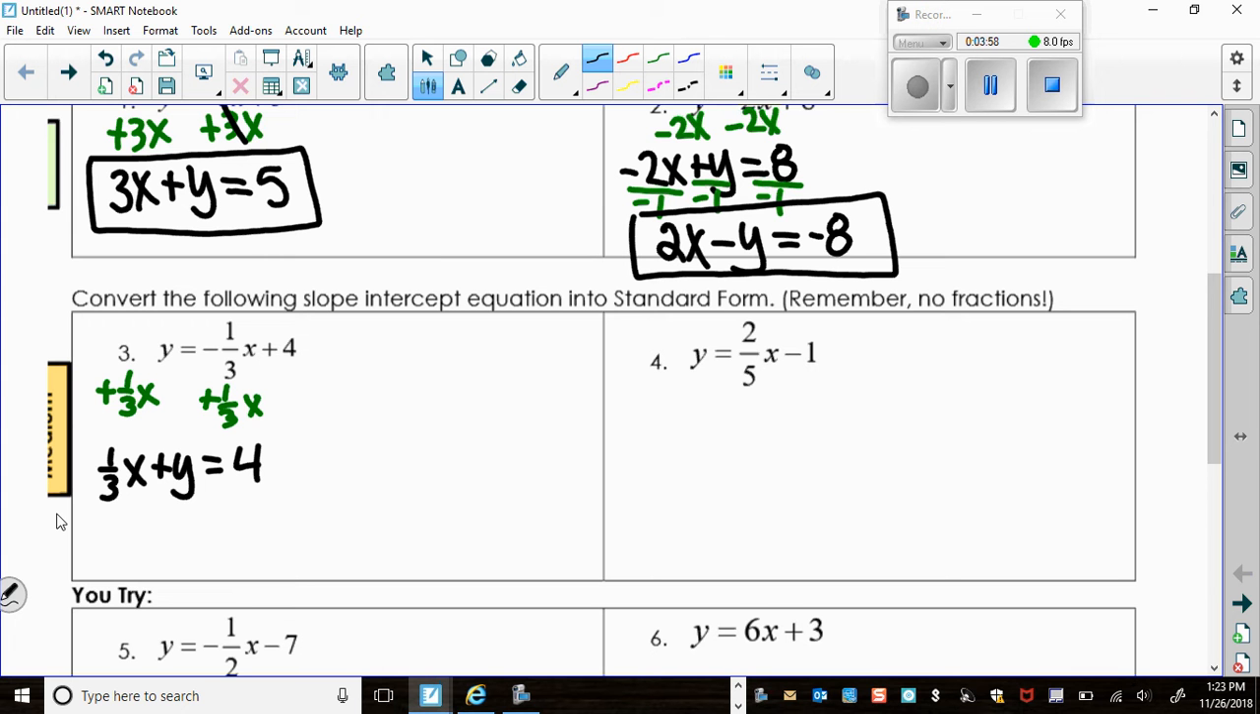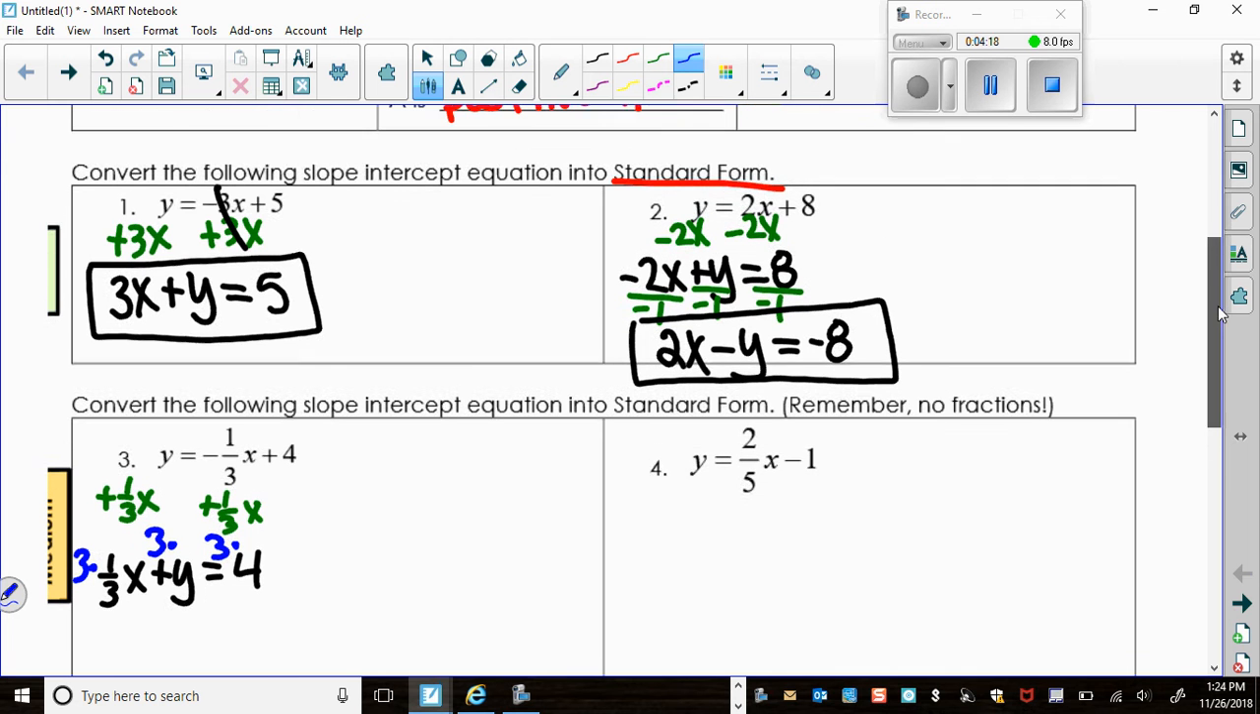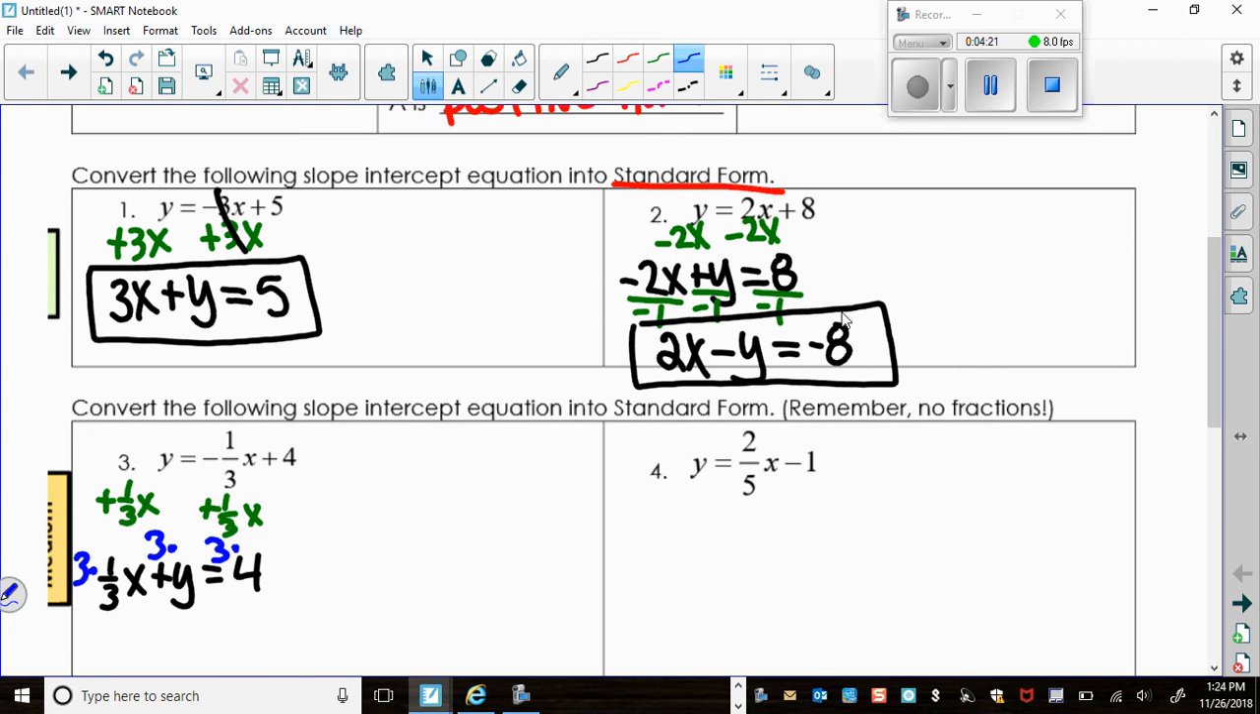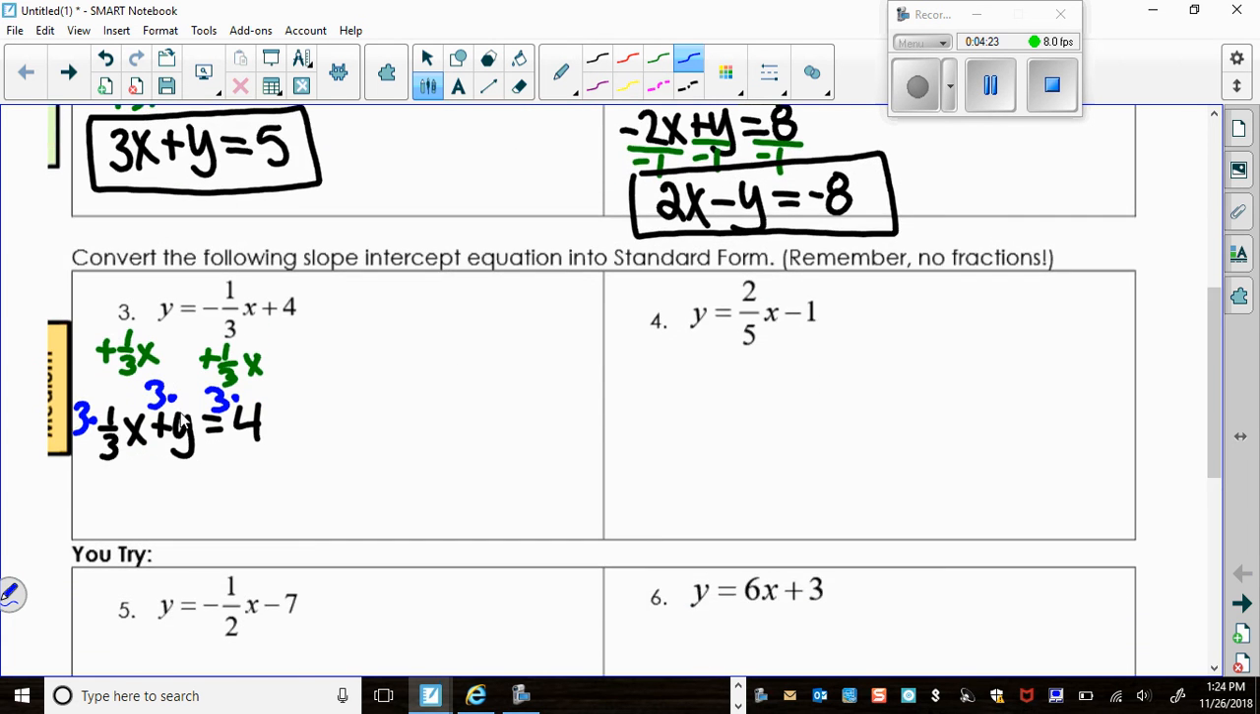So in order for me to get rid of that fraction, I'm going to multiply by the denominator of this fraction. That 3, I'm going to multiply this whole term by 3, multiply the y by 3, and the 4. Just like in number 2, I divided everything by negative 1, I have to do the exact same thing, but this time I have to multiply. So this will be my new equation: x plus 3y equals 12.